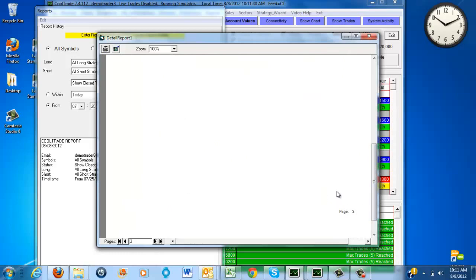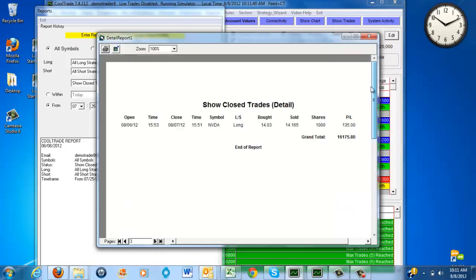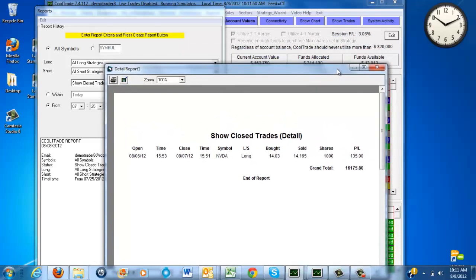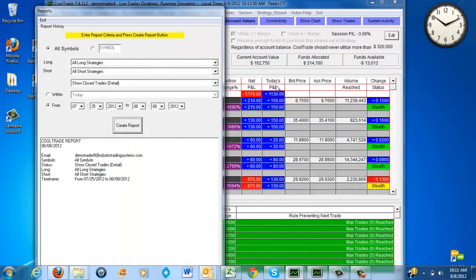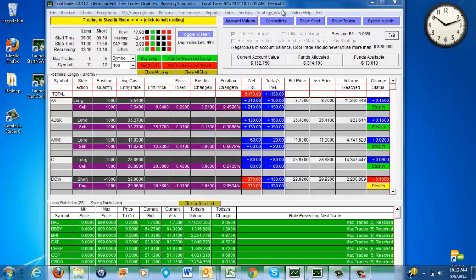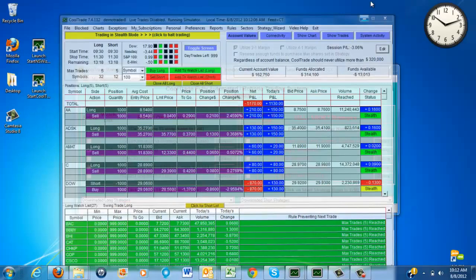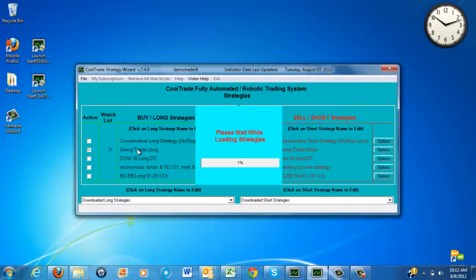and we are now on page 3 for a grand total of $16,175 in gross profit taken. Now if we want to calculate our net number, then we go ahead and take the $16,000 and subtract the $5,170, and if we were to liquidate everything today, we'd be up about $11,000. So I'm going to go ahead and close that out, and I'm going to quickly show you the strategy wizard so you can take a look at this particular strategy.